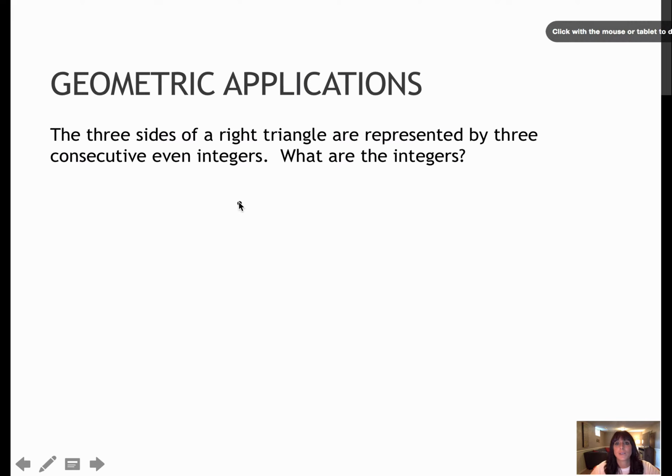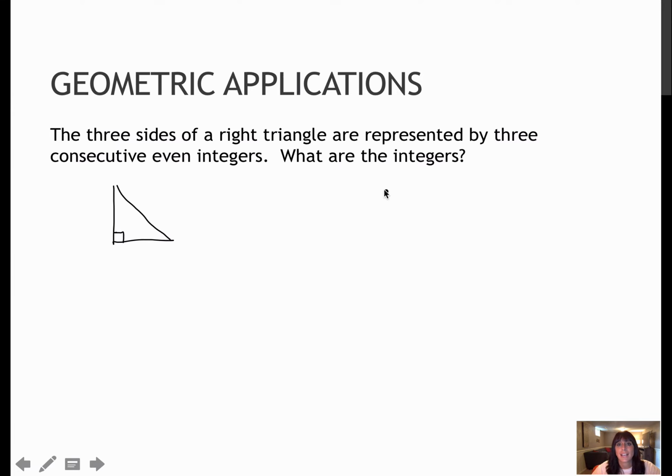We have three sides of a right triangle, so never a bad idea to make yourself a little picture. Three sides of a right triangle are represented by three consecutive even integers. So consecutive meaning in a row. Integers meaning there's no fractions, decimals, etc.